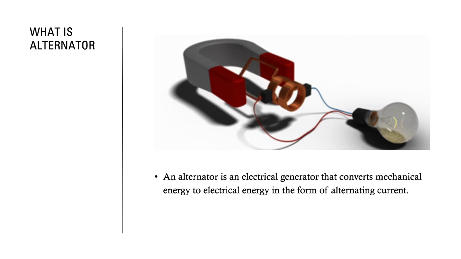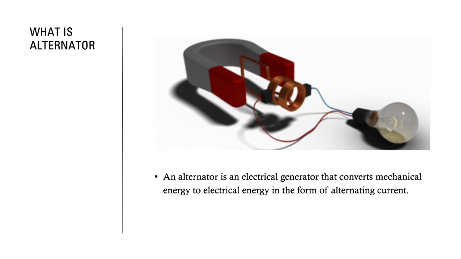This is a diagrammatical representation of an alternator. It's an experiment of an alternator. A single loop is kept in between the magnetic field of a permanent magnet, and it is given mechanical energy to revolve, and this mechanical energy is converted to electrical energy, which is generated as alternating current. This alternating current is used to glow the bulb which runs on alternating current.